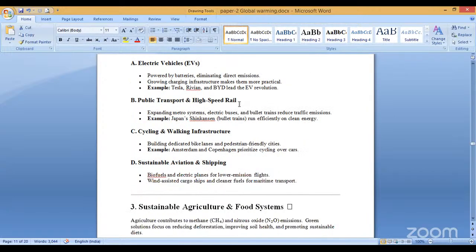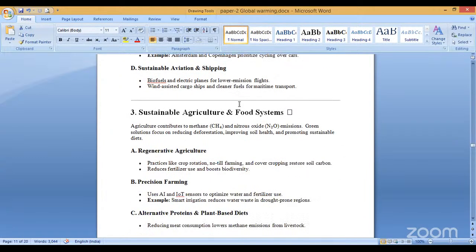Then the next one is sustainable aviation and shipping: biofuels and electric propulsion for lower-emission flights, and wind-assisted cargo ships and cleaner fuels for maritime transport. Another one is sustainable agriculture and food systems.